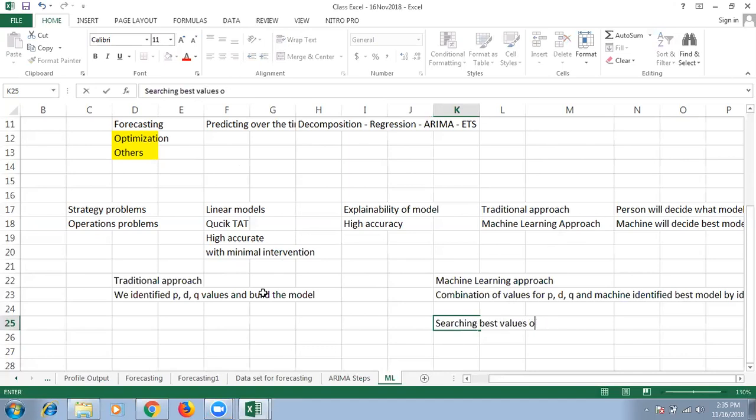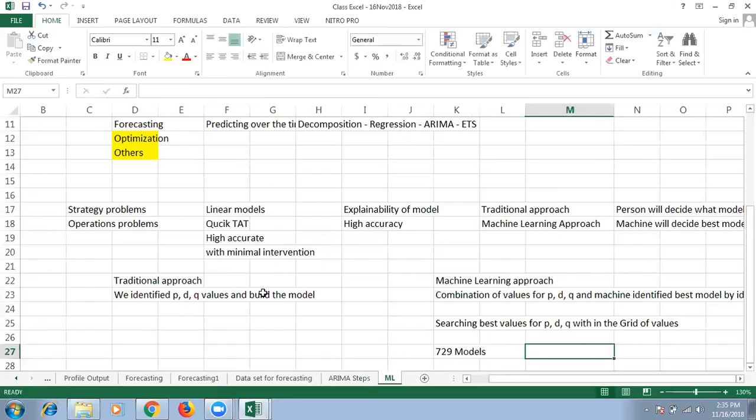PDQ within the grid of values. What is the grid? Grid is a fixed number of values we give. How many models? Suppose you remember P equal to 0, 1, 2, D equal to 0, 1, 2, Q equal to 0, 1, 2. I think that is the grid of values we have taken. So how many models are possible? 3 into 3 into 3, 27, and 27 into 27, around 729 models. So basically, 729 models we got.